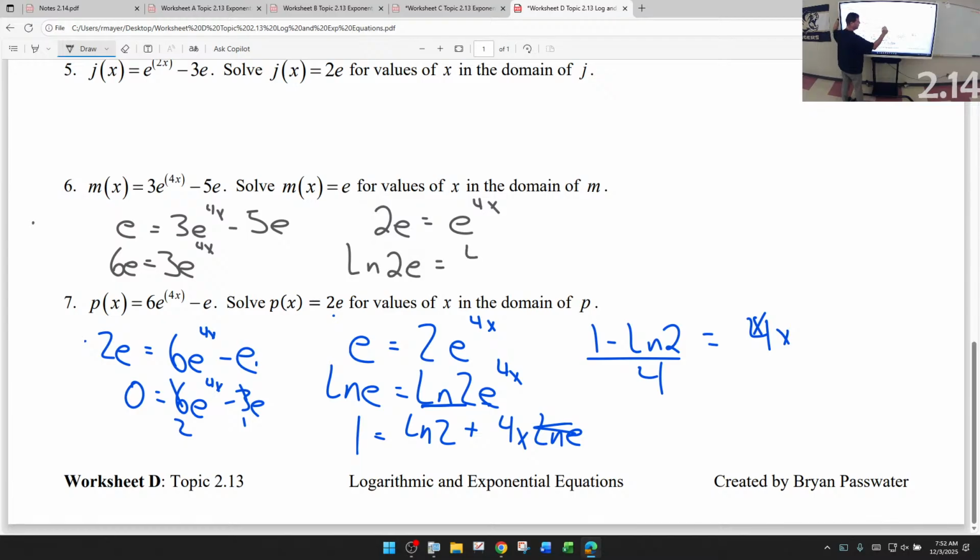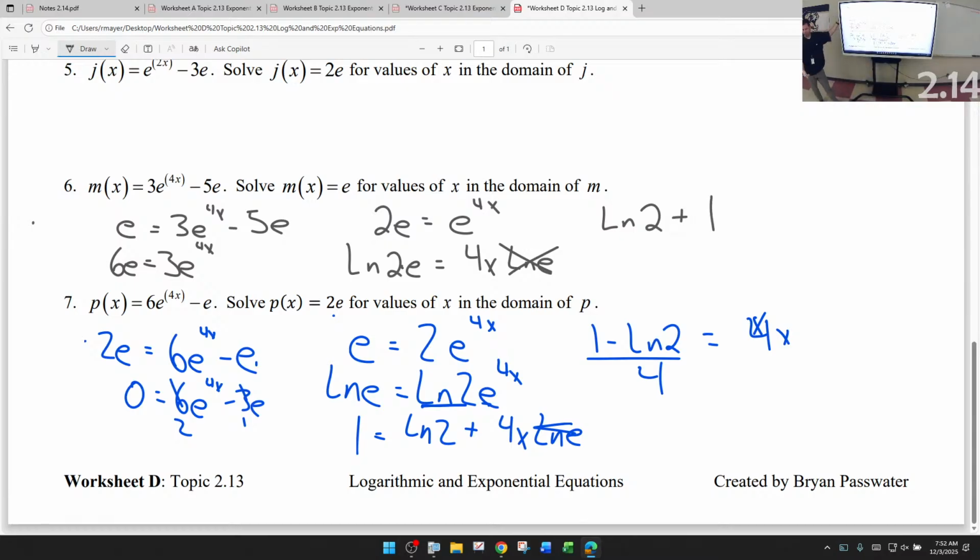Can I go ahead and kick that 4x out front? It's supposed to be the natural log of e to the 4x, but you can kick that 4x out front. That's one of the rules. And so the natural log of e is 1, and I'm perfectly okay with you doing that. Now divide both sides by 4, but you have the same issue. You didn't simplify this. You need to make that the log of 2 plus the log of e, because 2e is a product, and you can split that up into two logs. So this should be the natural log of 2 plus the natural log of e.